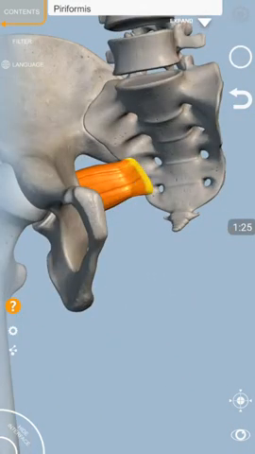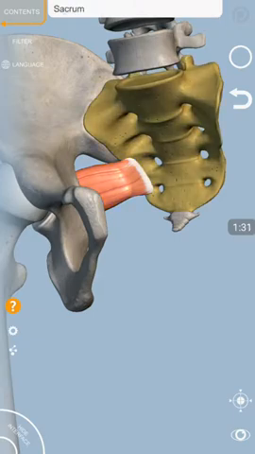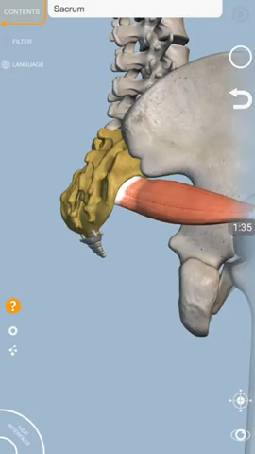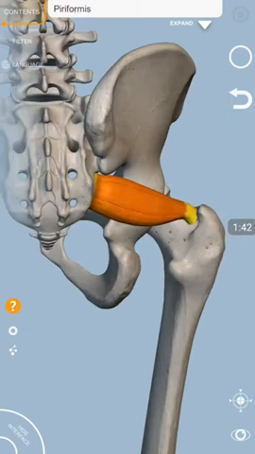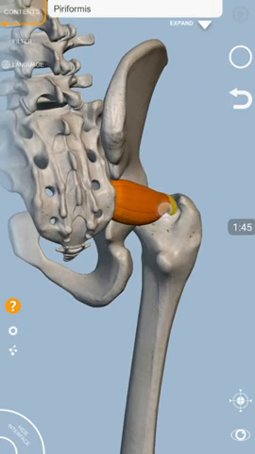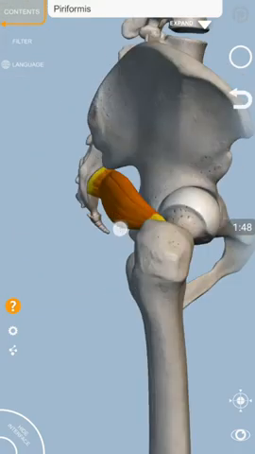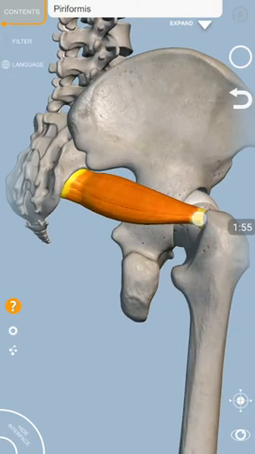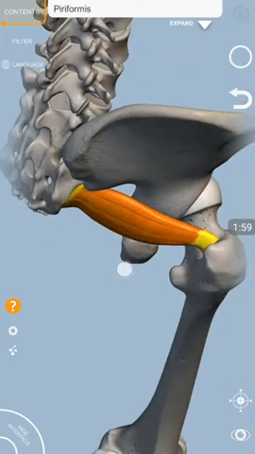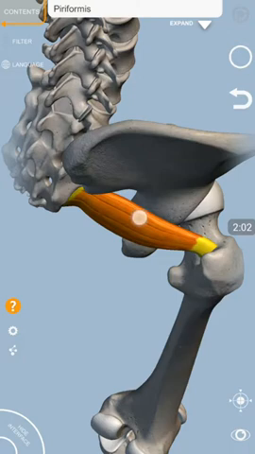Look again, its origin is from the ventral surface of the sacrum, and then after passing through the greater sciatic notch, it's inserted into the medial surface of the greater trochanter. So when this muscle contracts, this origin is going to pull this insertion toward itself. As a result, looking at the top view or superior view, when this muscle contracts, it's going to laterally rotate the femur.